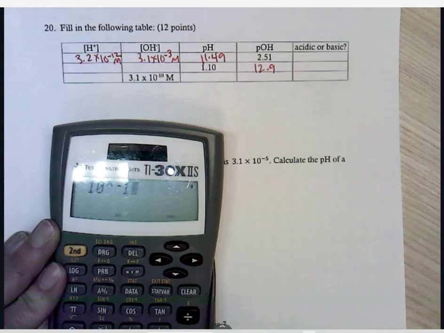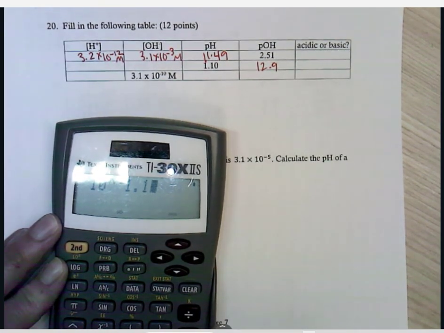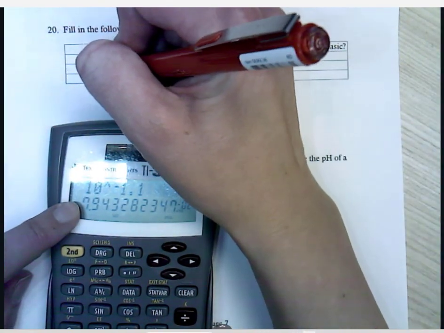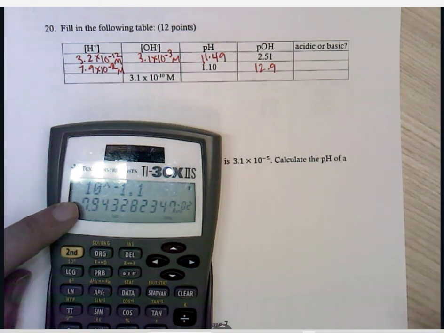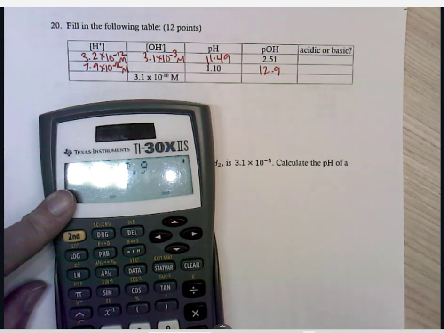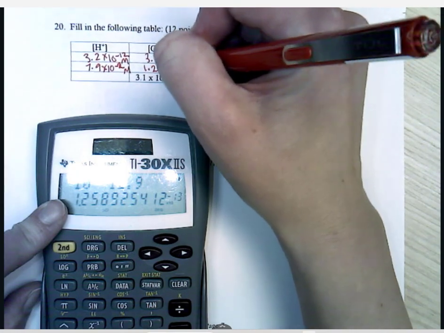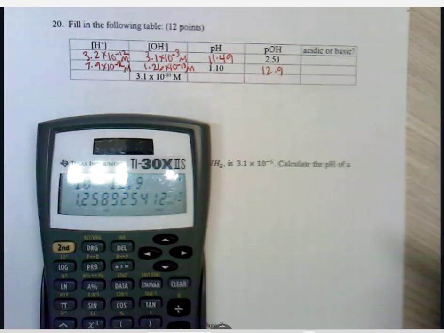10 to the minus 1.1, 10 to the minus 1.1, 7.9 times 10 to the minus 2, and 10 to the minus 12.9. 1.26 times 10 to the minus 13th, or 1.3, I guess. I was doing everything to 2 sig figs.